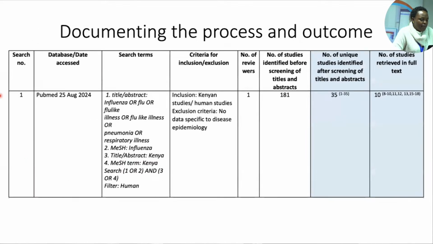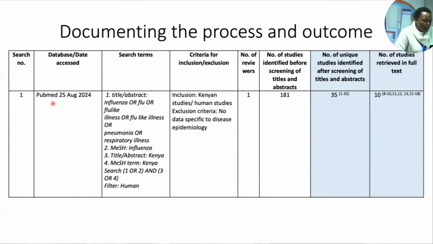And this is an example. So if you were searching PubMed on 25th August of this month, these are the search terms you used. You searched the title, abstract, you looked for influenza or flu-like illness or pneumonia or respiratory illness. Then you looked for influenza. We're looking at influenza in Kenya. You put your inclusion and exclusion criteria. Maybe it was just one person who was doing the search.